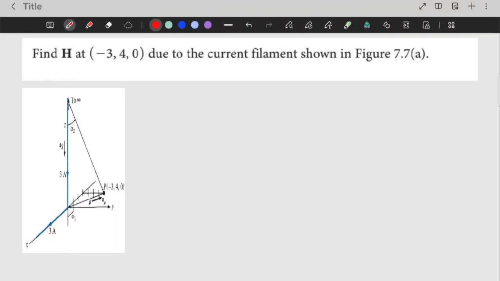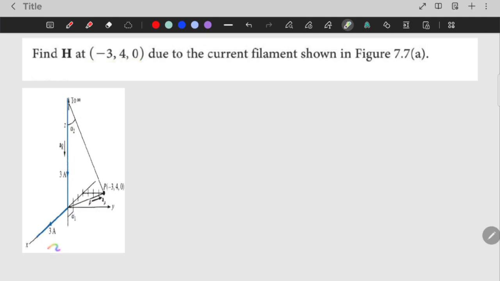In this video, we will do the problem on the magnetic field intensity using Biot-Savart law. Here they have given that H bar we need to find at the observation point (-3, 4, 0). So that point is available on the xy plane due to the current filament given in the diagram.